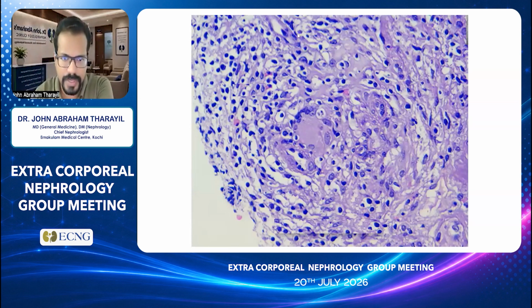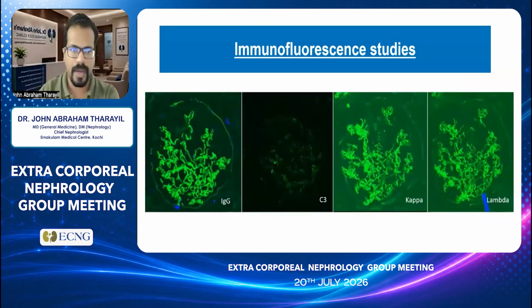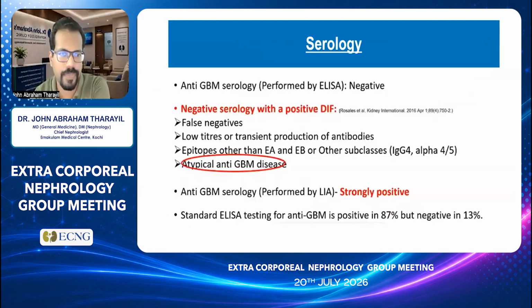Here you can find the crescent with a multinucleated giant cell reaction to it, and here you can find a few eosinophils also. So, crescent with giant cell reaction with eosinophils. And IF clinches the diagnosis with strong positivity for IgG staining, which is a peripheral linear IgG staining. C3 is 1 plus positive, and there is kappa and lambda restriction.